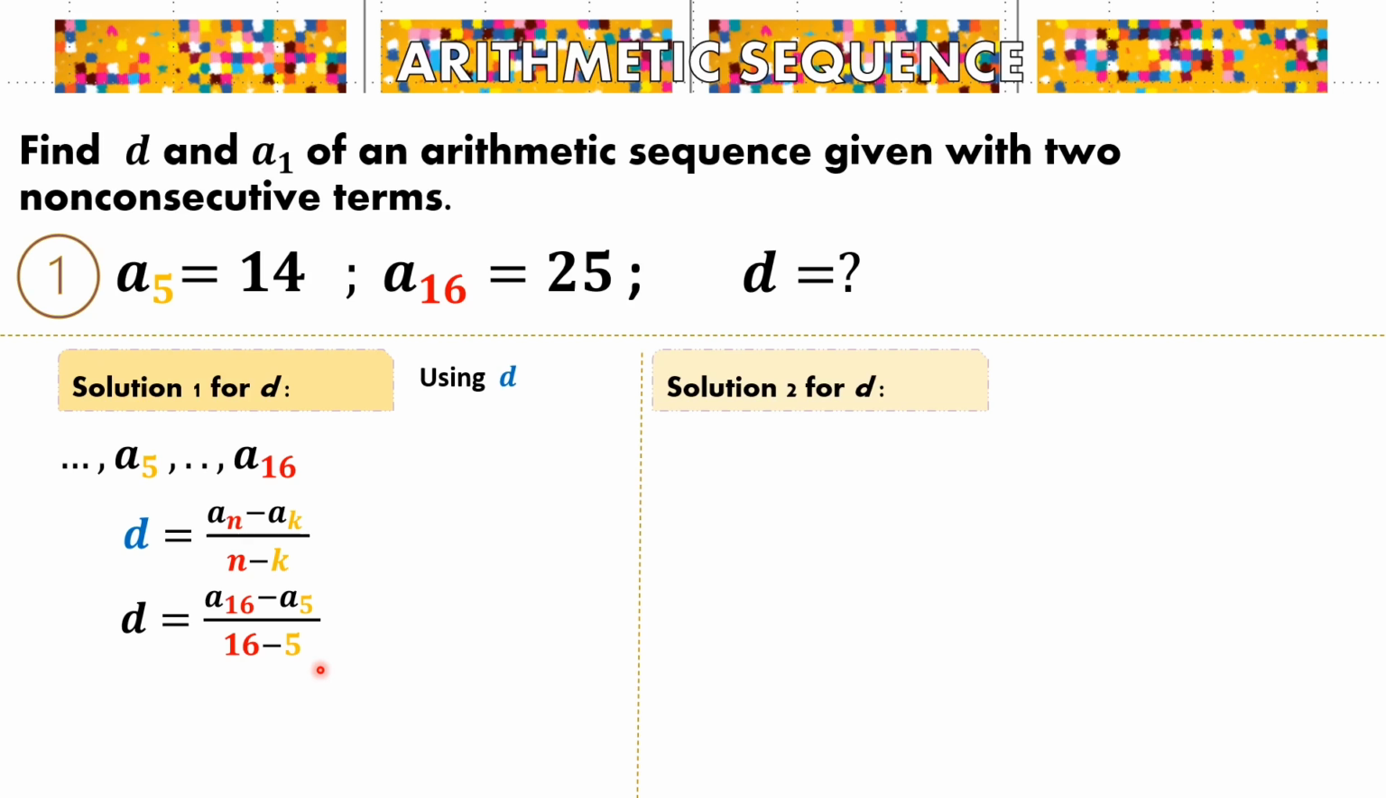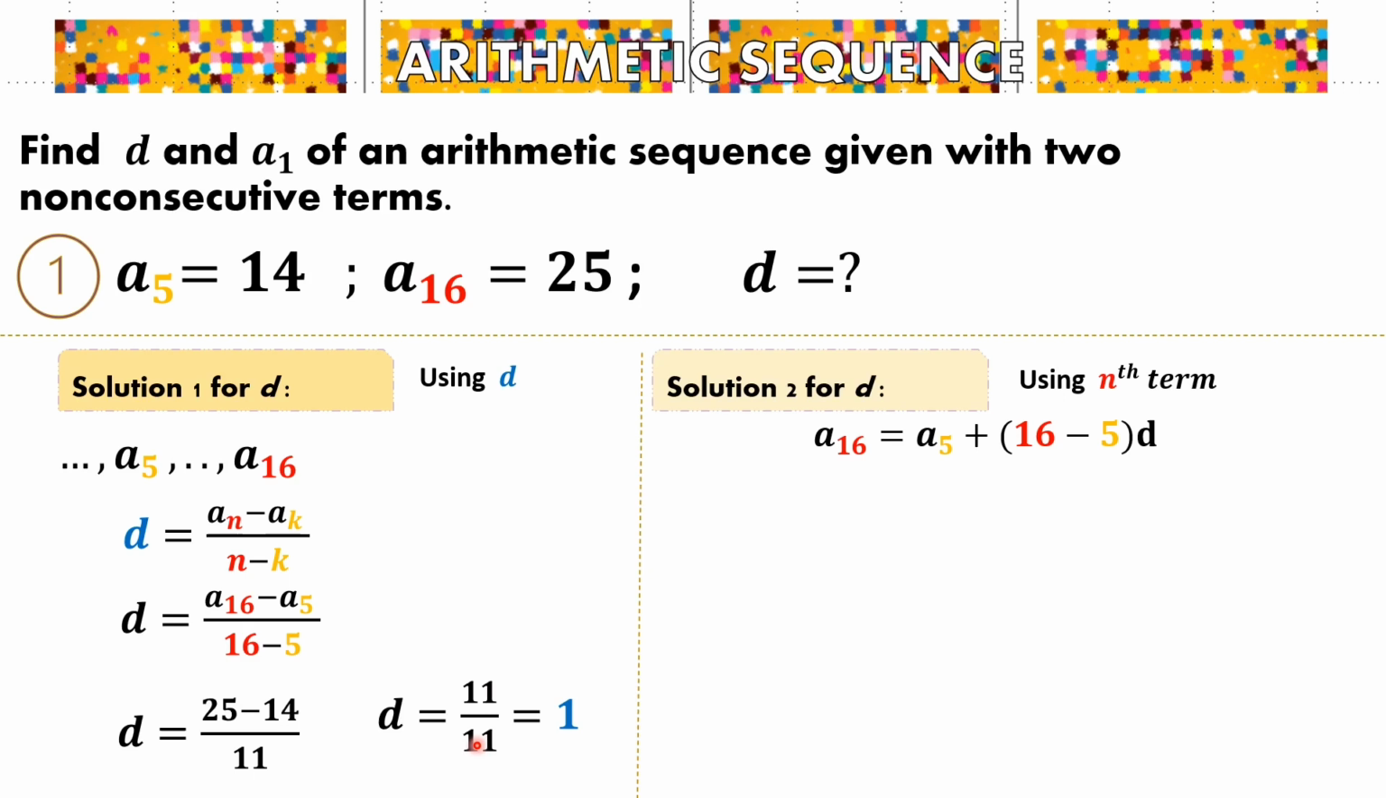The value of a sub 16 is 25. The value of a sub 5 is 14. Then 16 minus 5 is 11. Simplifying, we have 11 over 11 is equal to 1. Next method is using the nth term.